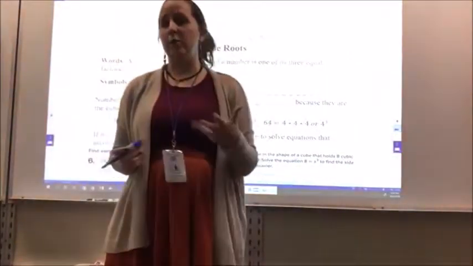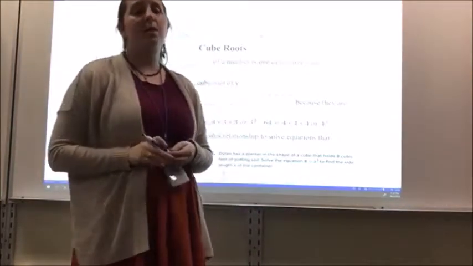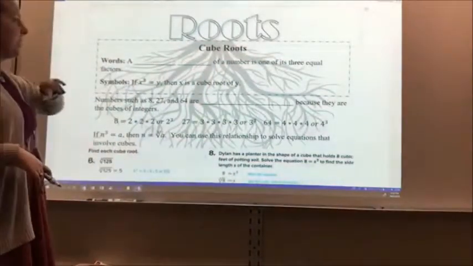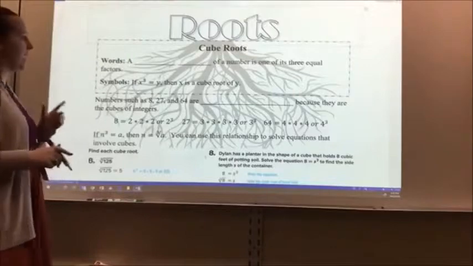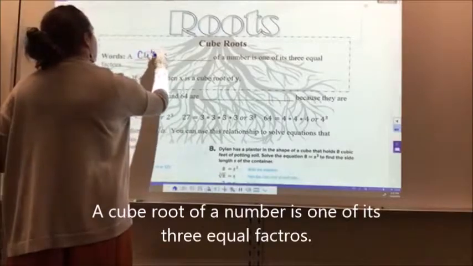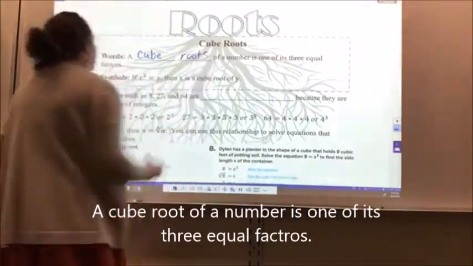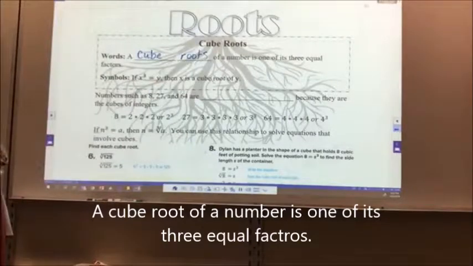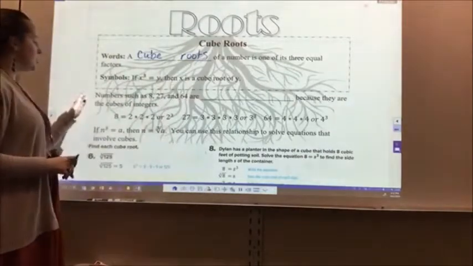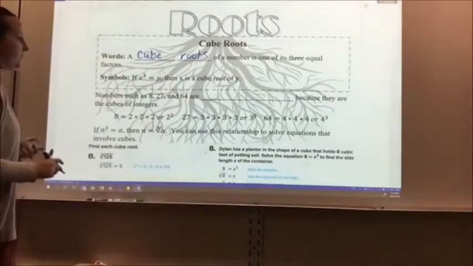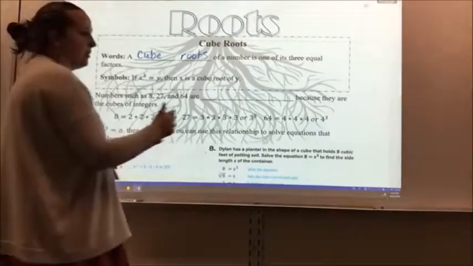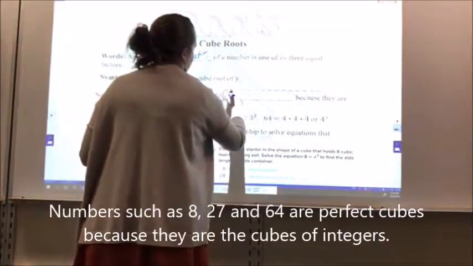All right, we can continue with roots by talking about cube roots. So those are ones with the 3 exponent. So cube roots, in words, a blank blank of a number is one of its 3 equal factors. In that blank, you're going to write cube roots. So a cube root of a number is one of its 3 equal factors. If x cubed equals y, then x is a cube root of y. So numbers such as 8, 27, and 64 are blank blank because they are the cubes of integers. In those 2 blanks, you're going to write perfect cubes.